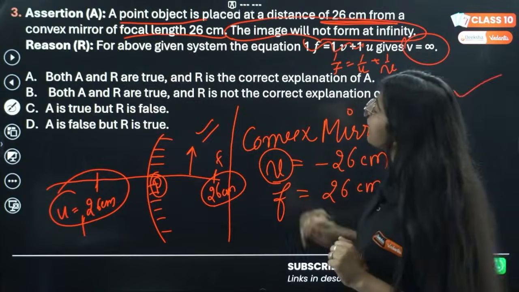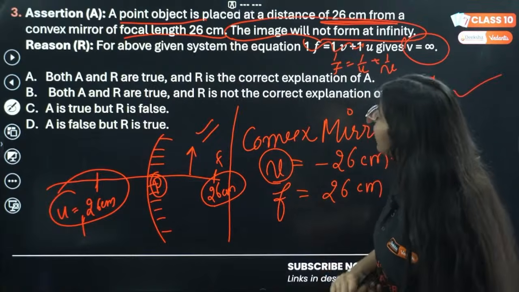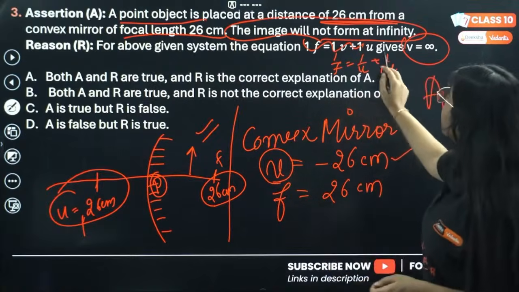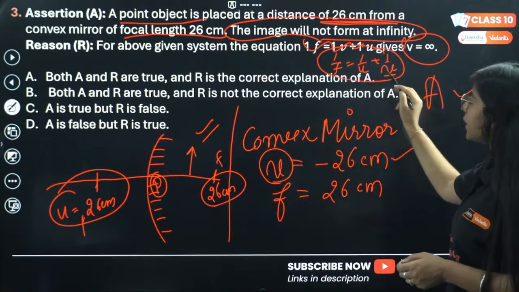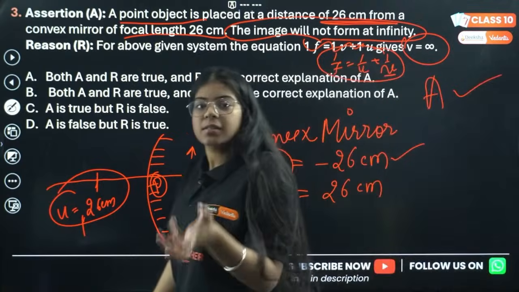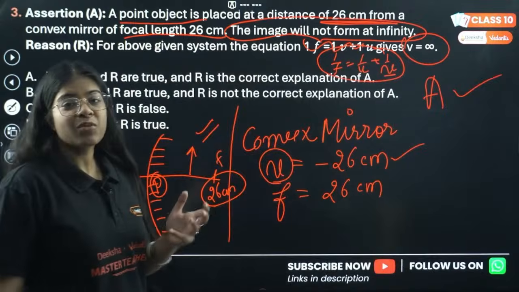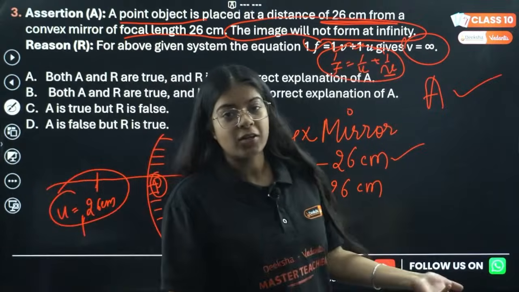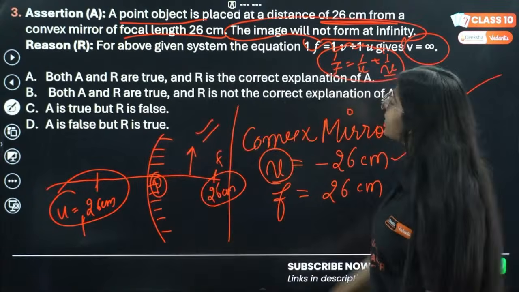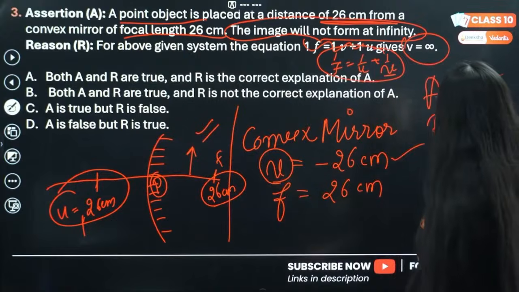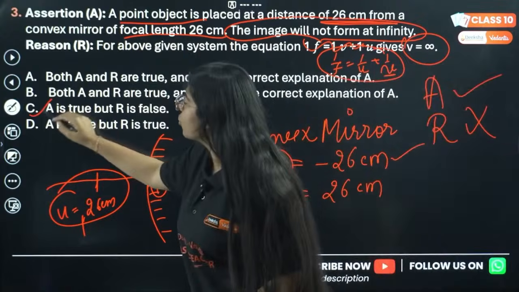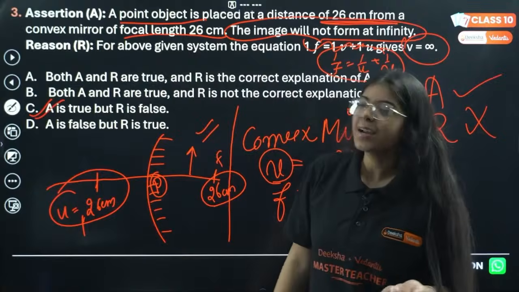So the reason says, for the given system, the mirror formula gives v equal to infinity. But the image distance is not infinity, right? It's somewhere between pole and focal length, so v cannot be infinity. So R is false. So A is true, R is false, C is our answer.